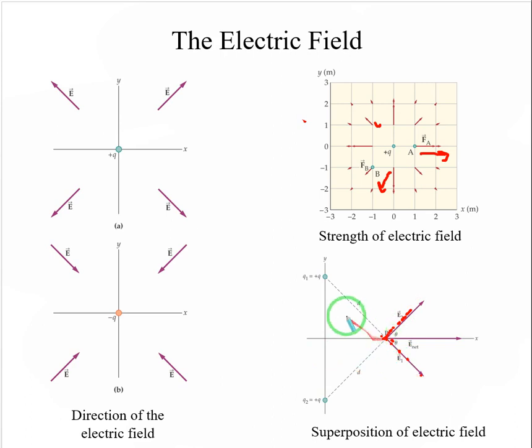So in this case, we will extend it out. Here we will have an electric field E1 due to charge Q1, and we have an electric field E2 due to charge Q2. This is basically because of the superposition theorem.